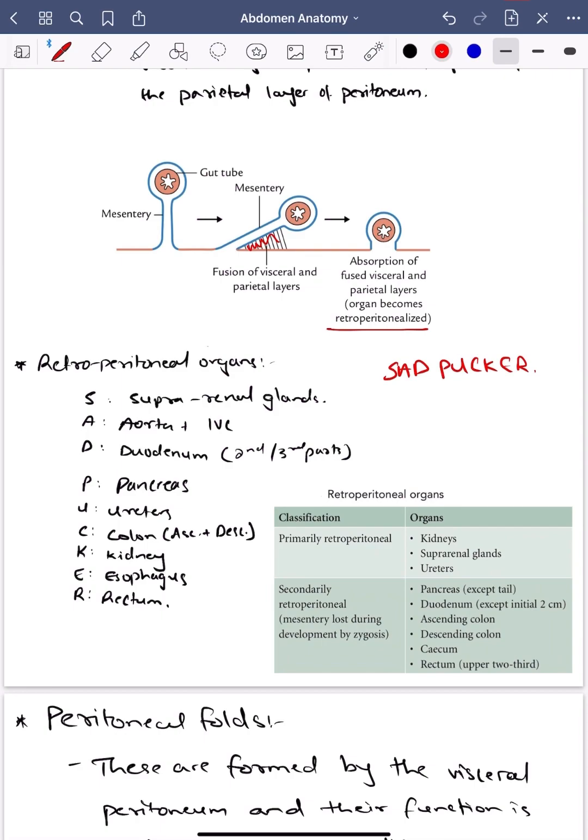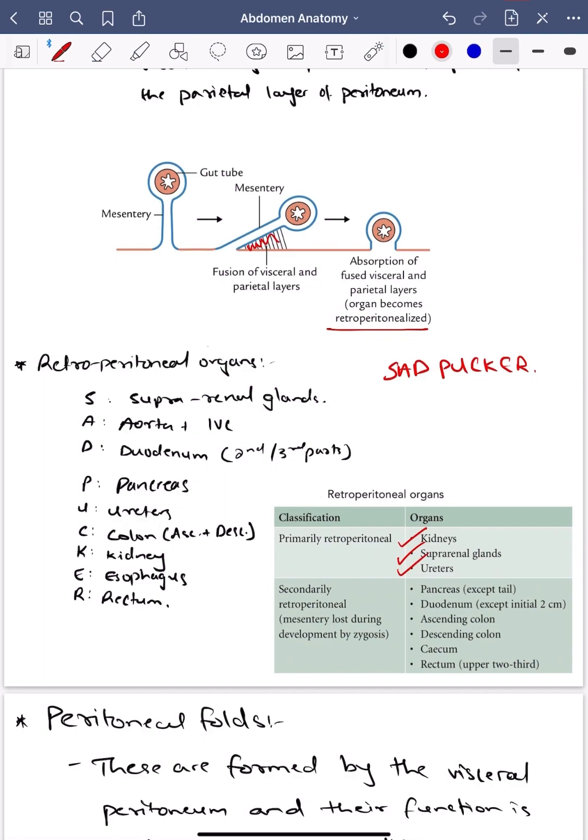Okay, moving on, we have pucker standing for P for pancreas, U for the ureters, C for the ascending and descending colon, K for the kidney, E for the esophagus, and R for the rectum. Now, here I've also mentioned the primary and secondary retroperitoneal organs. The primary retroperitoneal organs you can remember as basically the structures related to the kidney. So we have the kidney, and above the kidney we have the suprarenal glands, and arising from the kidney we have the ureters. Now, these are primarily retroperitoneal, and the rest are secondary retroperitoneal.